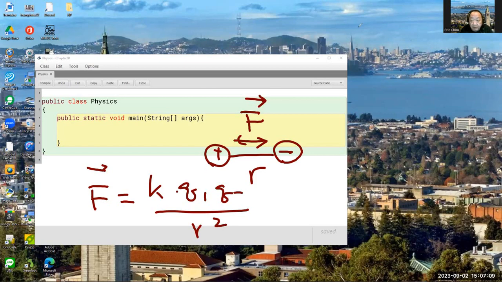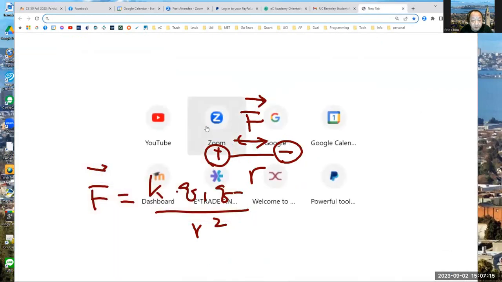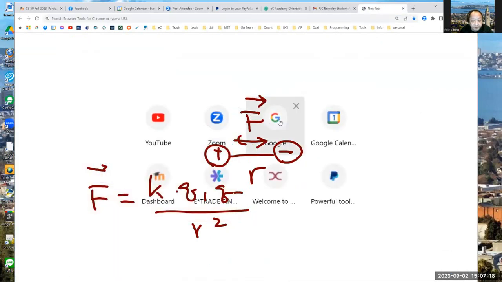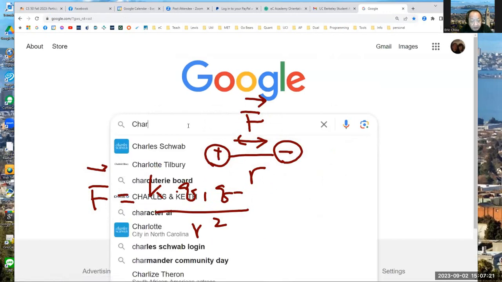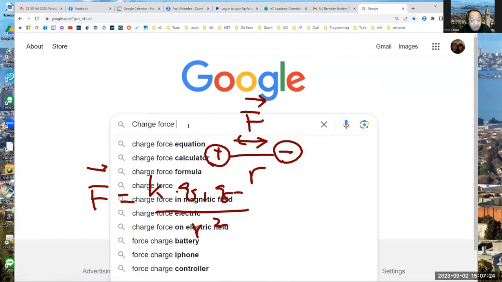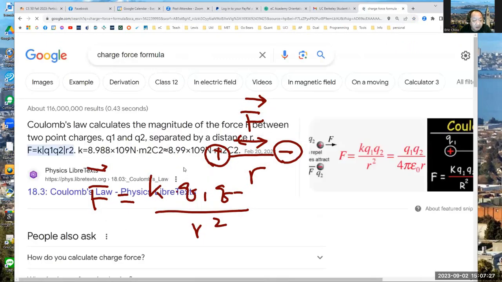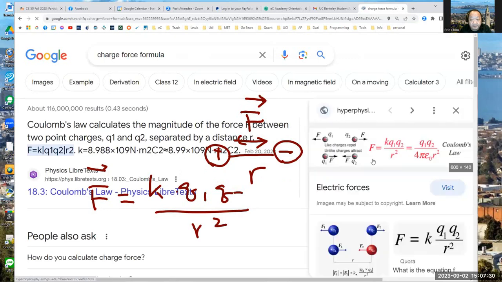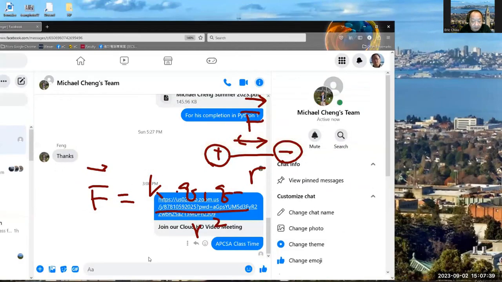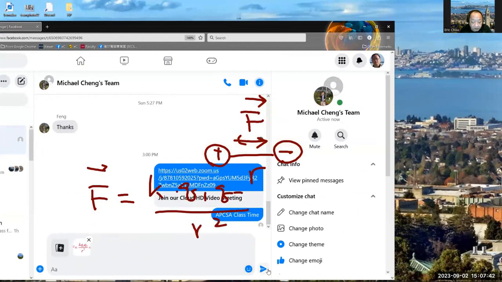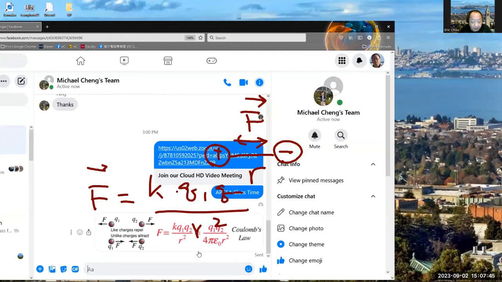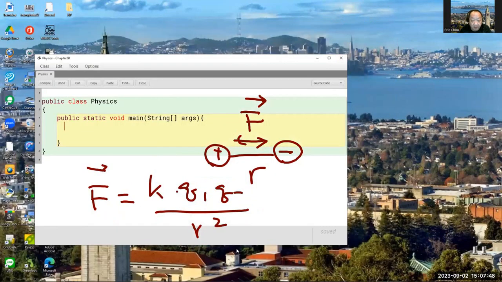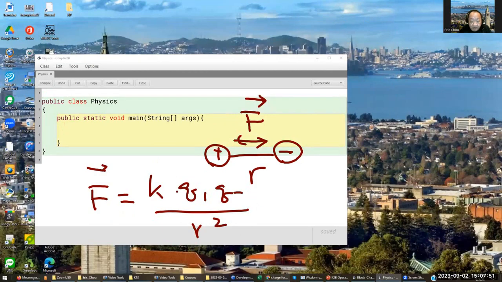That's actually the equation for physics. Let's look at Google, searching for charge force equation formula. So this is the formula. Let me copy this one. No matter whether it's the repelling charge force or the attracting force, it should be F equals K Q1 Q2 over R squared. This one is called the charge force.